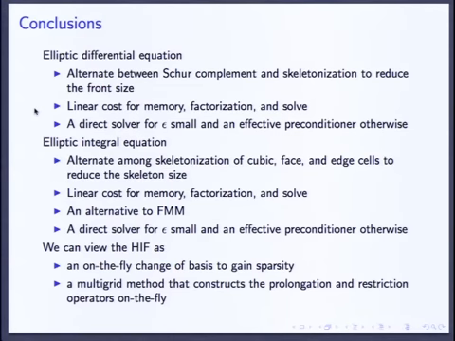So in some sense, you can view this as a basis change method, like the wavelet kind of methods. It's similar, but we compute all these basis changes on the fly. And also, you can view this as a multigrid method because we do decimate degrees of freedom at every level. But compared to the standard multigrid methods, where the prolongation and restriction operators are pre-computed, in our case, we compute all these operators on the fly. So these are just different views of these methods.